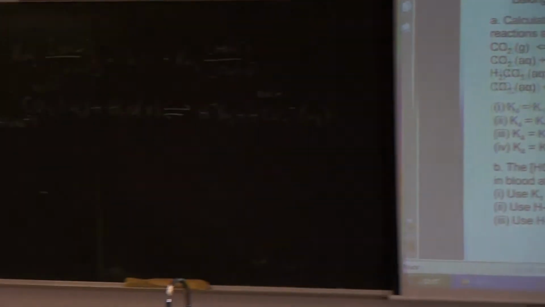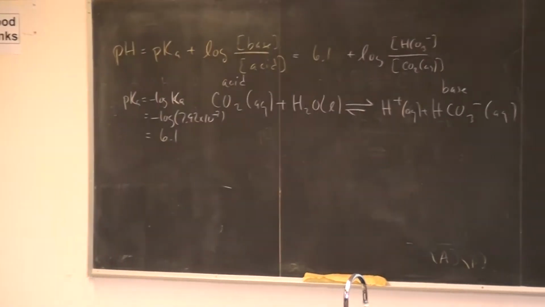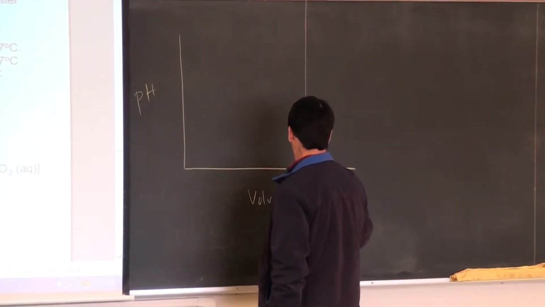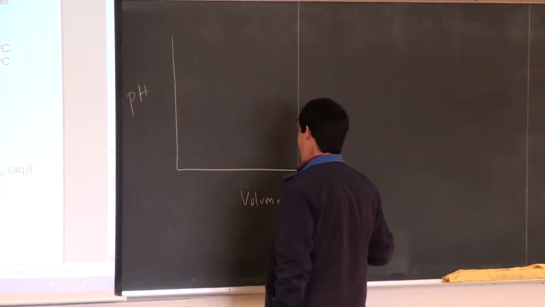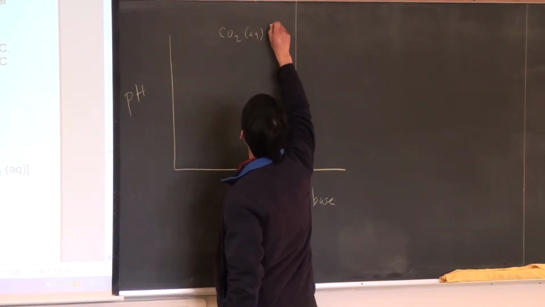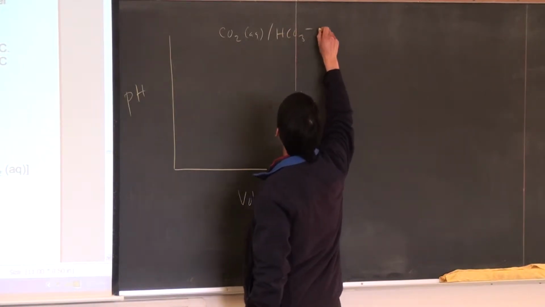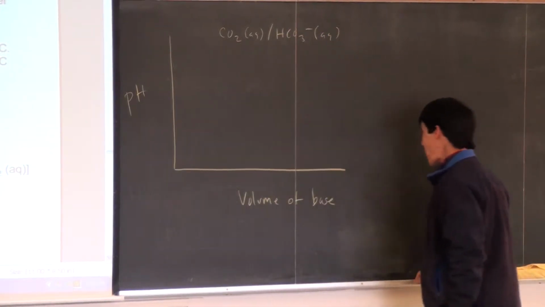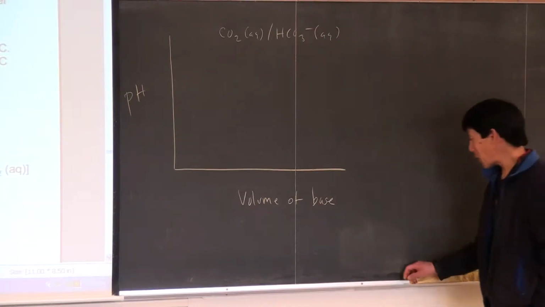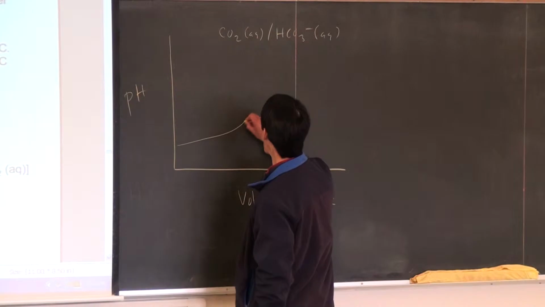Now we've been looking at titration curves, so let's take a look at the titration curve of this buffer system. So we have pH versus the volume of base. What does our titration curve look like for the CO2 baking soda system? We'll just show it with one endpoint.